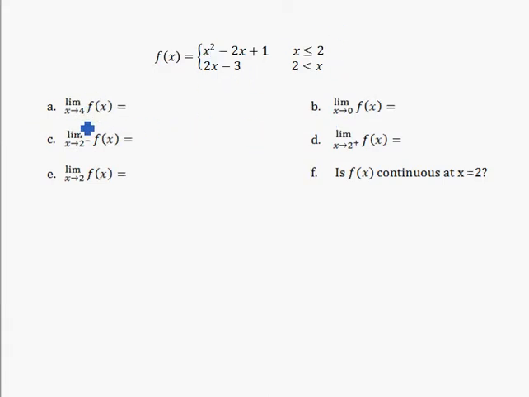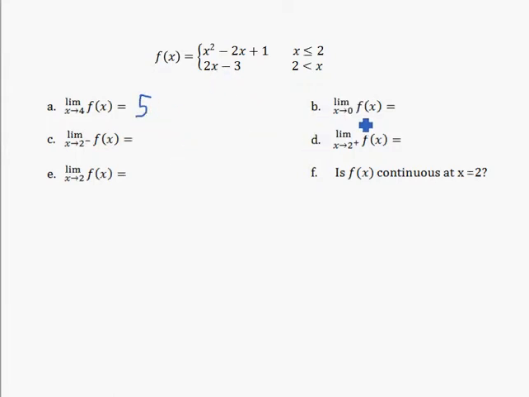As x goes to 4, f of x should be approaching, well, at 4 we are entirely on this interval here. 4 is greater than 2. So as x approaches 4, f of x just is 2x minus 3. So f of x is approaching whatever 2x minus 3 is approaching. As x goes to 4, 2x minus 3 approaches 5. So that's the answer there.